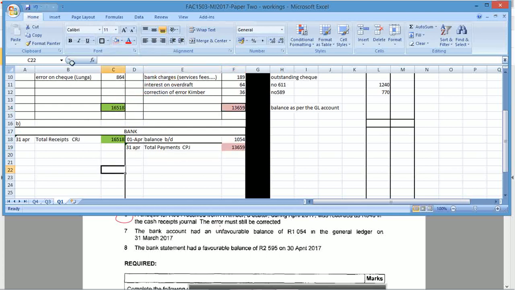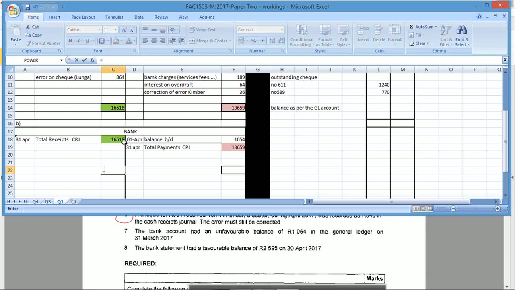Now we need to balance this account. Which side's bigger? The debit side, right? Debit side's bigger than the right. Do you agree? Yeah, 16,000 is bigger than 14. So I want 16 on both sides. I'm then going to carry down a balance. Balance carry down equals this minus that gives me 1805.